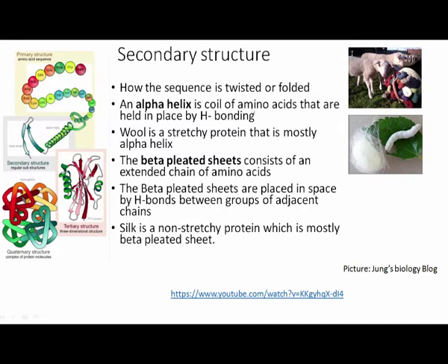In these two examples, wool and silk, they are primarily alpha helical in the case of wool and primarily beta sheet in the case of silk. But remember, these are not the only types of structures that are possible. It can form a combination of these structures, which we will look at in later slides.